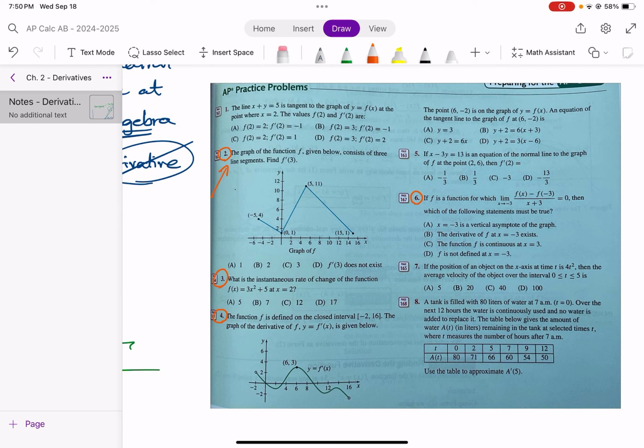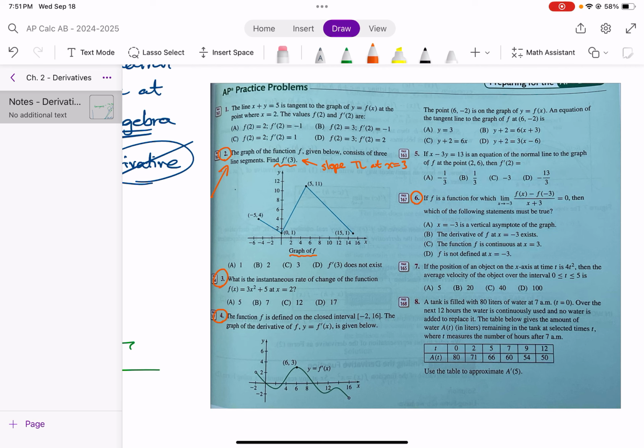We have the graph of f, which is this sort of jagged linear piecewise function, with different slopes at different places. The question is, find f prime of 3. So what you have to realize is, what does f prime of 3 tell us? It tells us the slope of the tangent line specifically at x equals 3.